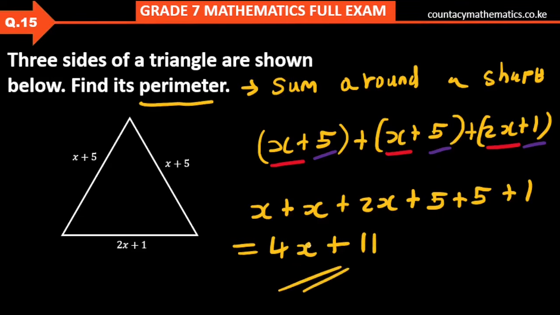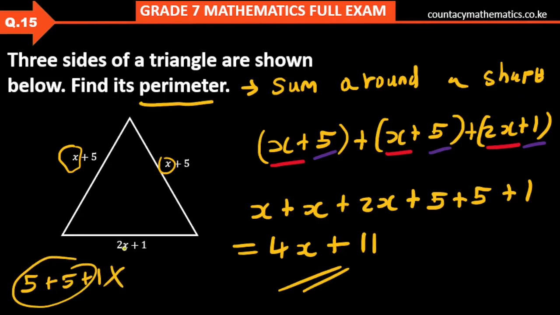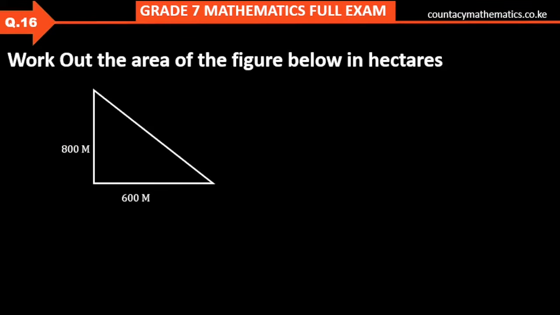But here is where the error comes. Because you are maybe not used to working with these variables, that is x, you'll find a person who will pick and say that the perimeter is 5 plus 5 plus 1, and this is totally wrong. Why? Because you never included all the values that are there. Therefore, it is important that as you work this out, you always remember to include all the values that are given, so that you are able to work it out correctly and get the solution for your question.